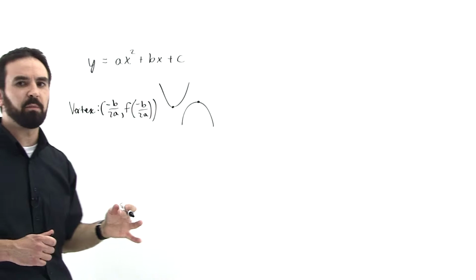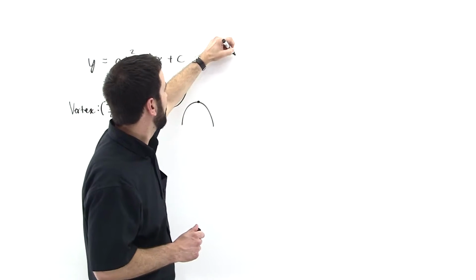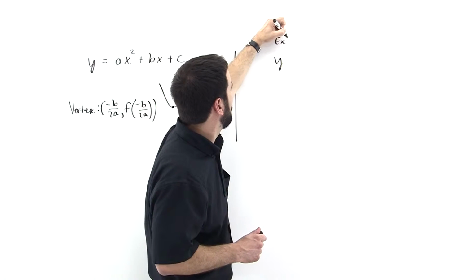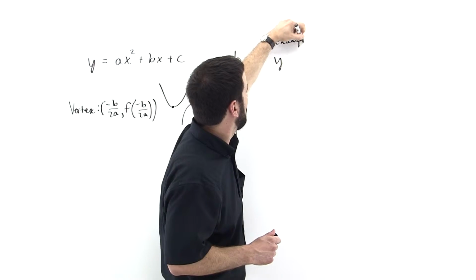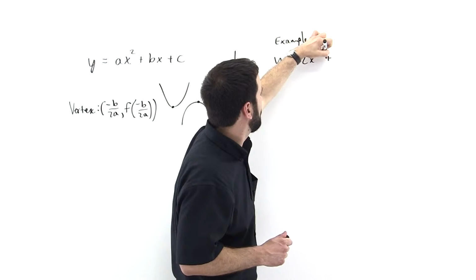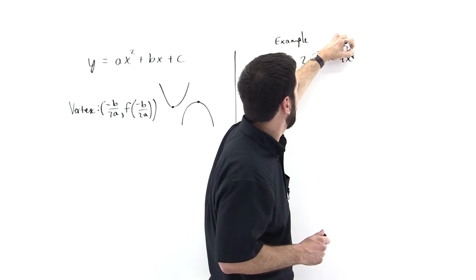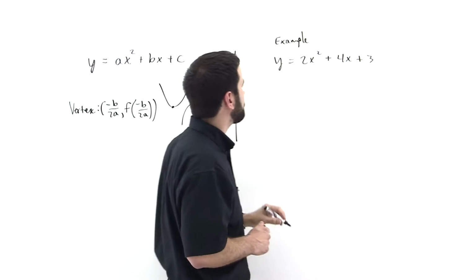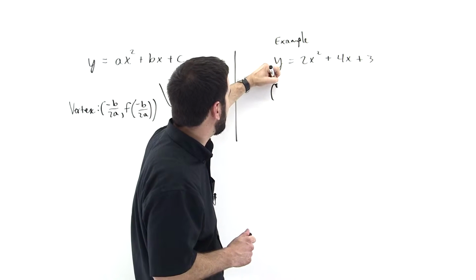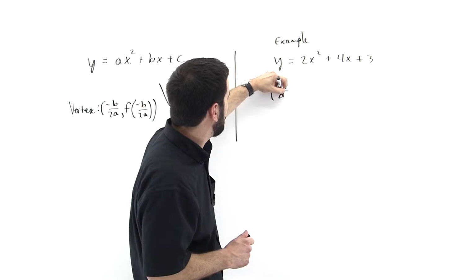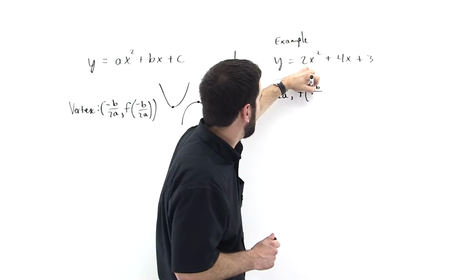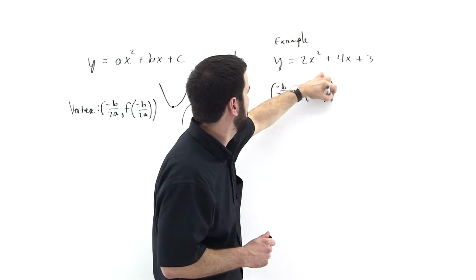So let's consider an example to see how this would fall out. So this is just an example. Let's consider y is equal to 2x squared plus 4x plus 3. So then we need negative b over 2a. This is what we need. We need negative b over 2a, and we need the function value of negative b over 2a, right?